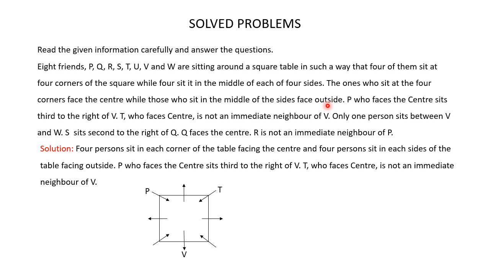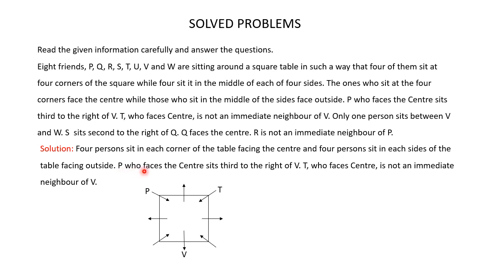The information that P, who faces the center, sits third to the right of V is direct information which helps us to fix the positions of P and V. Search for a continuation statement which refers to either P or V. Proceed from that continuation statement to complete the seating arrangement.